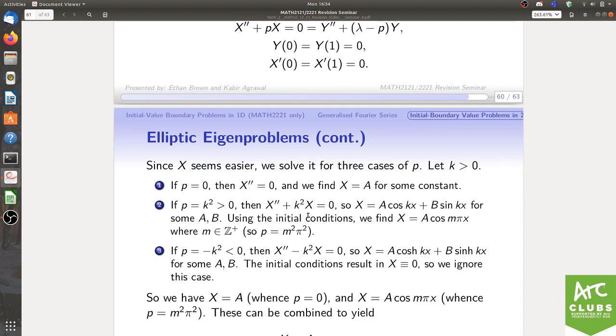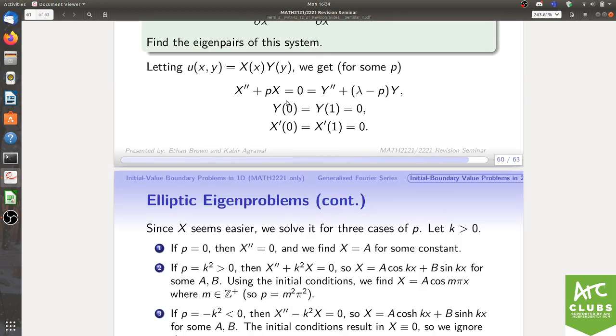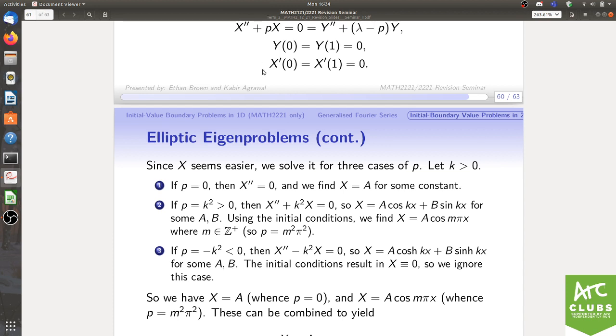In a similar way to what we've done before, we can find our eigenvalues for x because it's super easy. Using the initial conditions, we get p is equal to m squared pi squared, because it only works when p is positive. When p is 0, we just end up with a trivial solution, because of the nature of the boundary conditions. And for the negative case, we just end up with the exponential solutions.